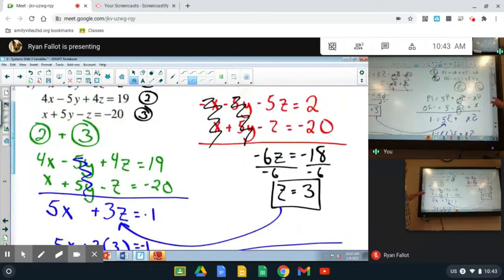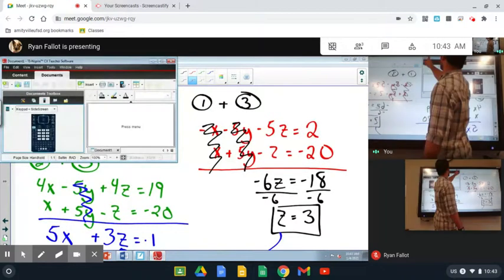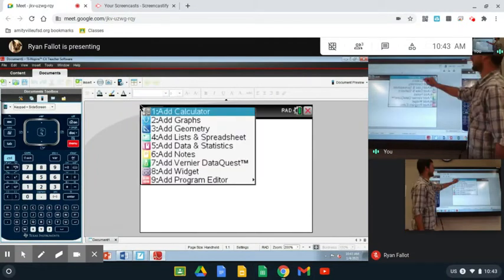So let's say you were awesome enough and picked up a calculator at the beginning of the school year like you were supposed to, which are still available, email me or Mrs. Orland if you need it. If you want to do this in a calculator, you're going to add a new calculator.